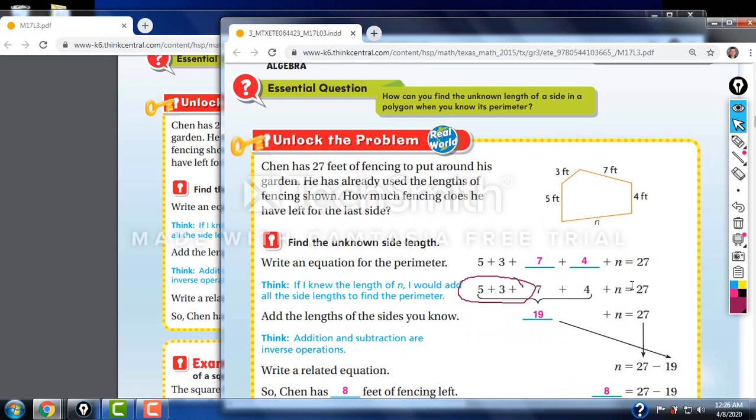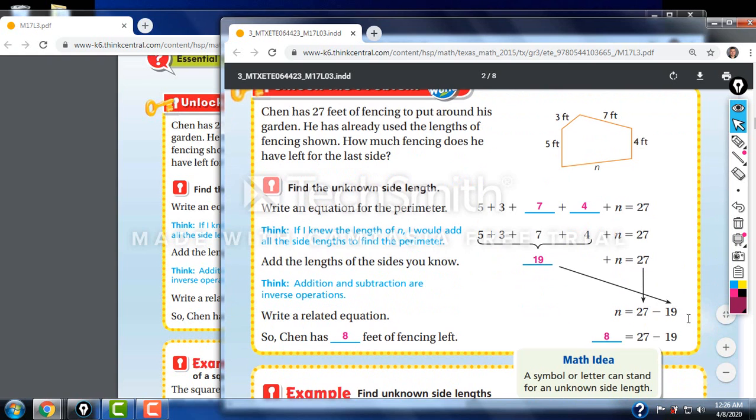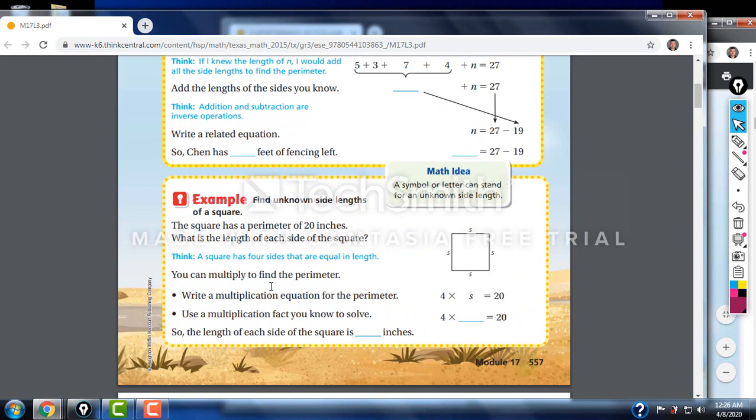Oops. So your answer here is 8. Okay? Your answer would be 8, because 27 minus 19 is 8. Okay, you take a look at the next one.